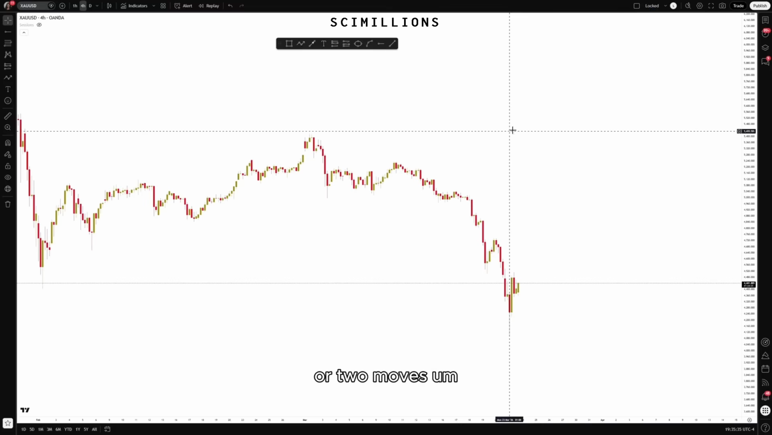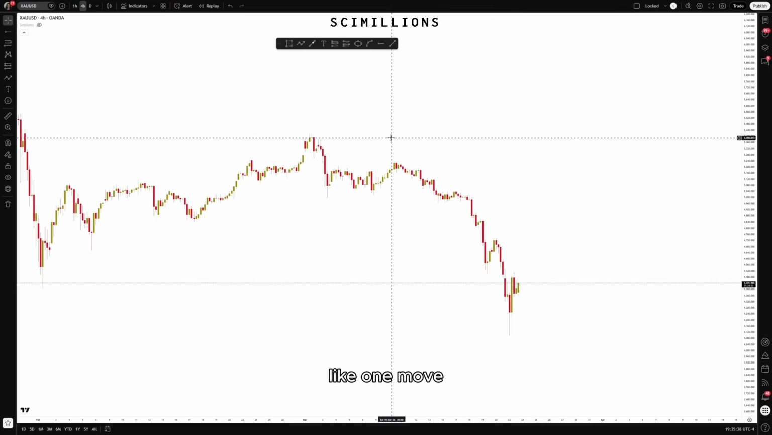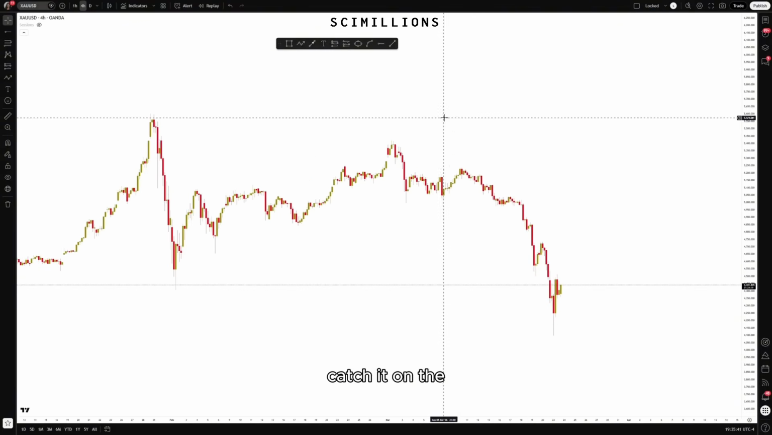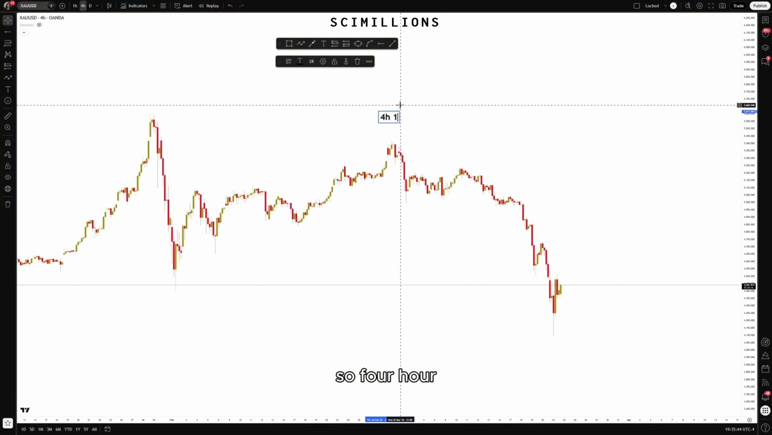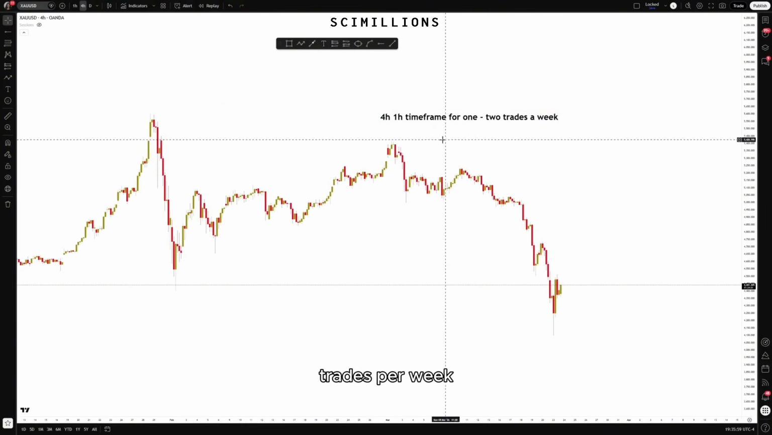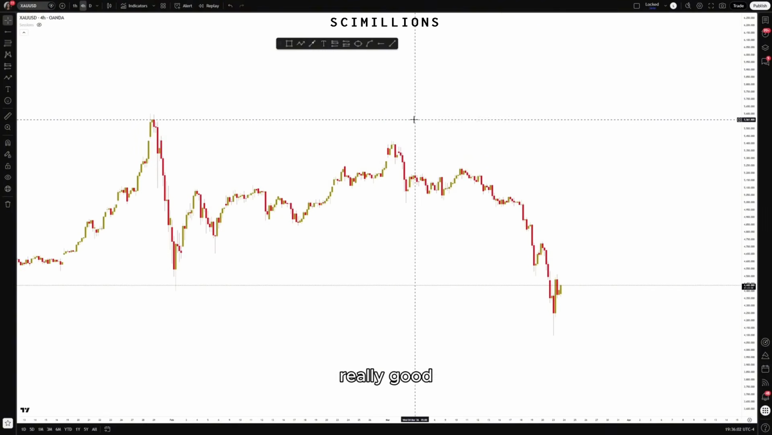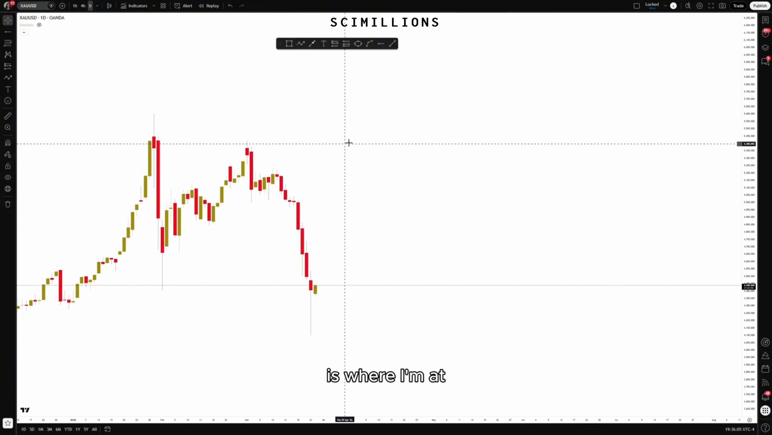So you can catch 1 or 2 moves per week, really like 1 move. 2 is a good week. You can definitely catch it on the 4 hour, 1 hour. So the 4 hour, 1 hour time frame is for 1 to 2 trades a week, right? This is going to get you 1 or 2 trades per week, possibly. One's really good. The daily time frame is where I'm at at this point.